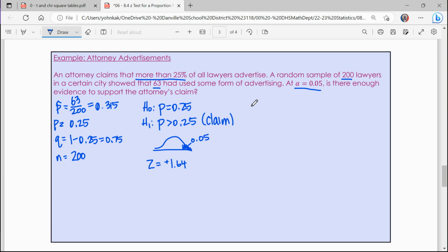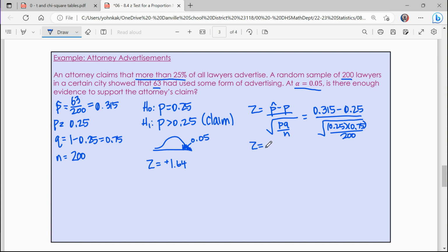All right, so now we need to do our test statistic. Z equals P hat minus P over the square root of PQ over N. So that's 0.315 minus 0.25 over the square root of 0.25 times 0.75 over 200. This is a Z value, so it's 2 decimals. Type all that in, round to 2 decimals, you get 2.12.